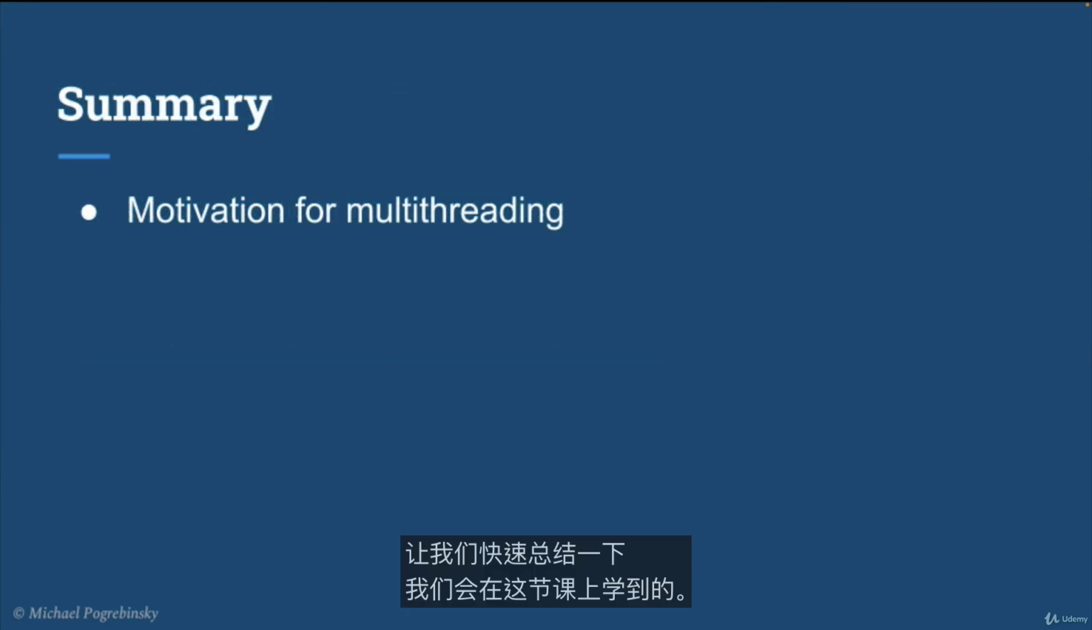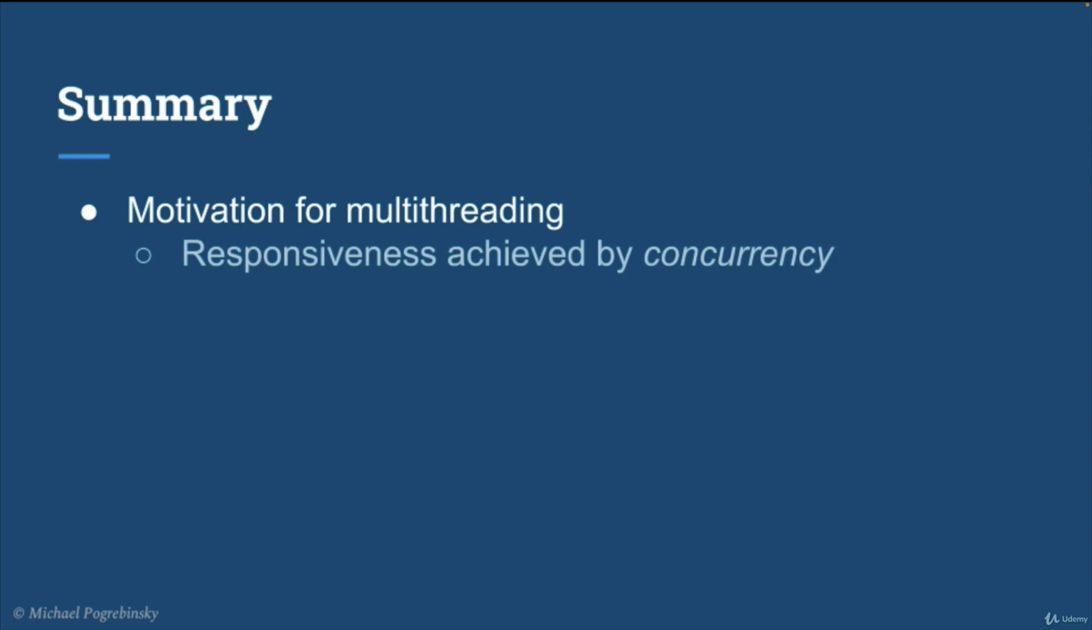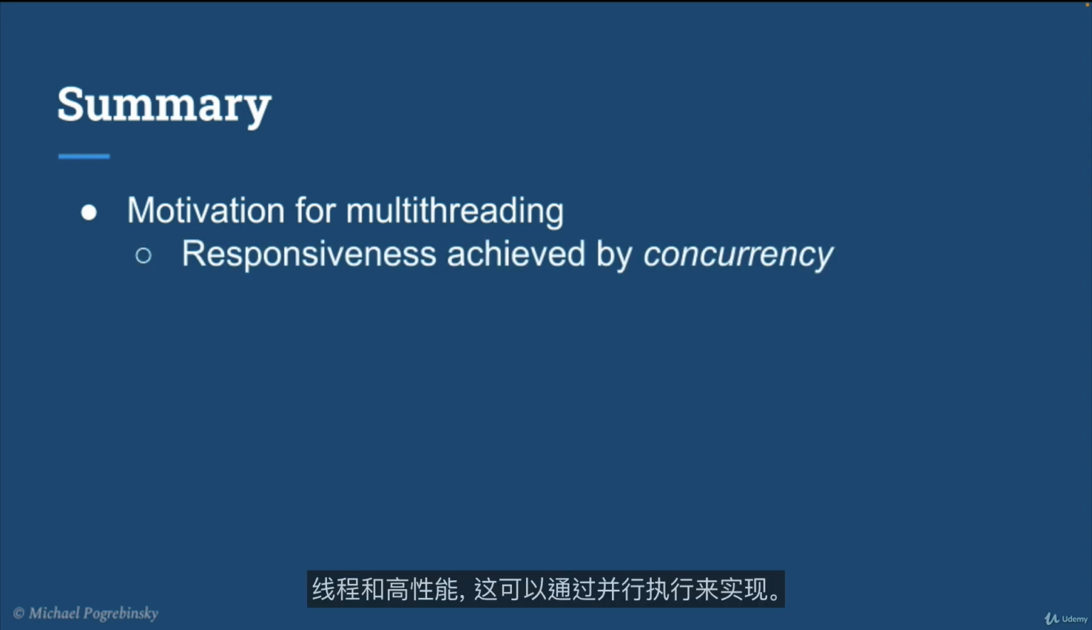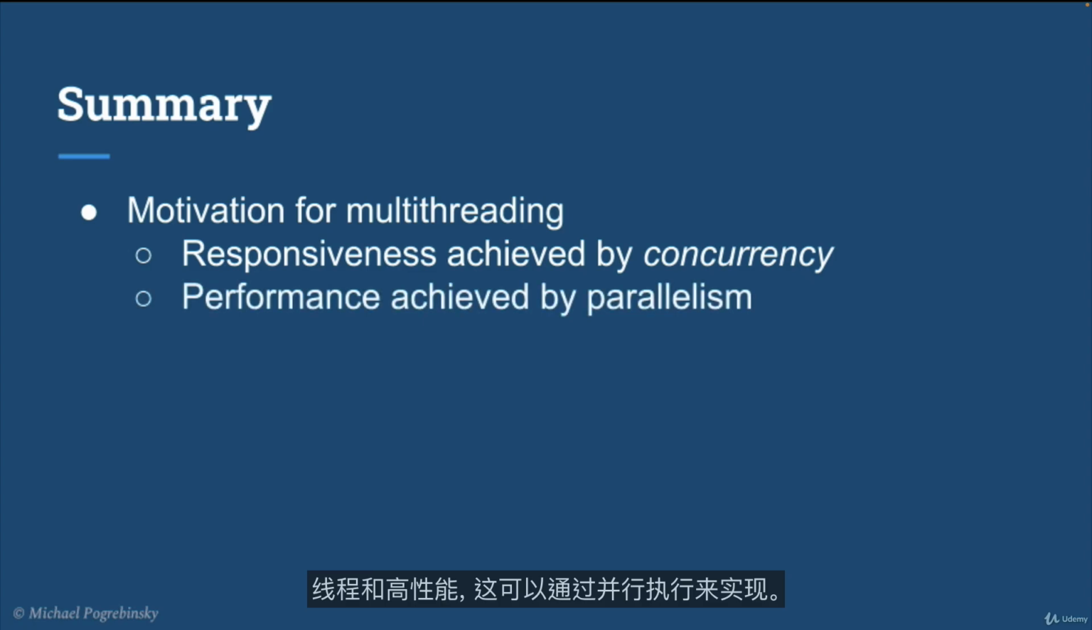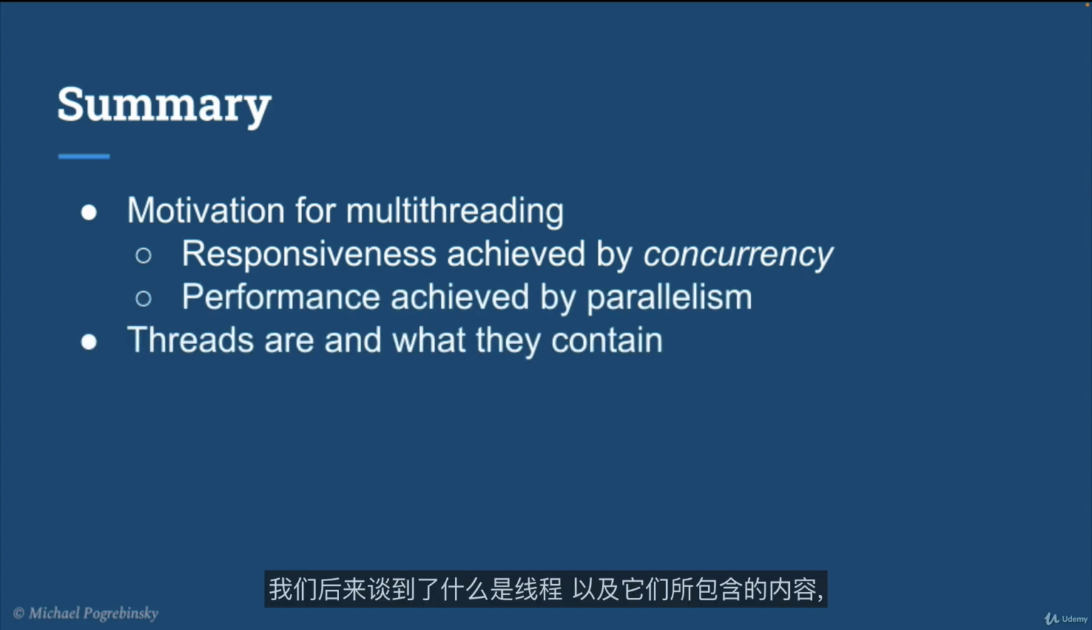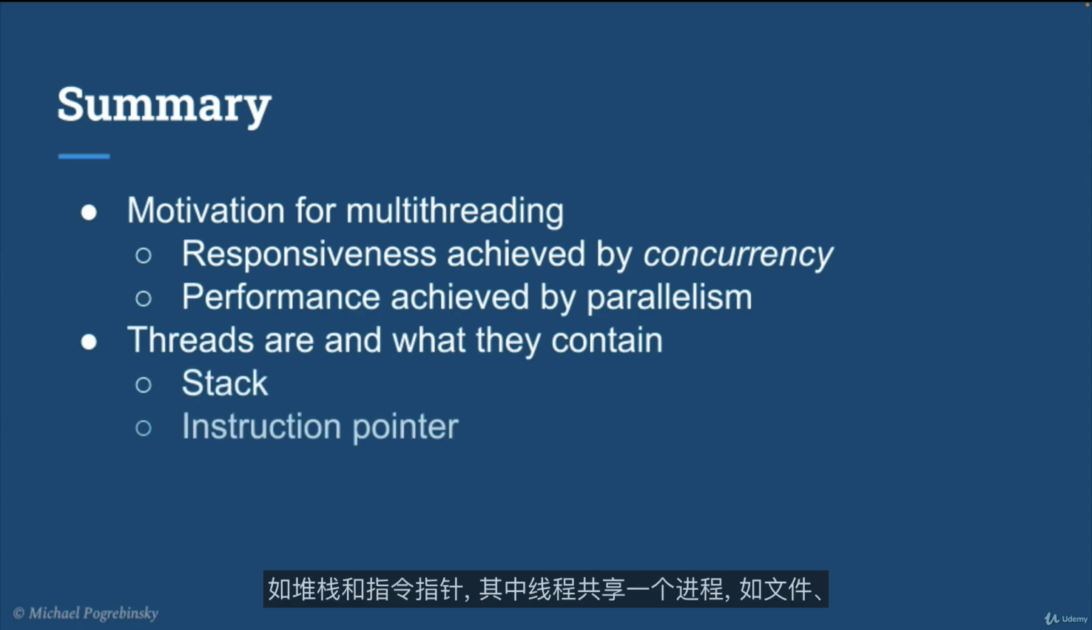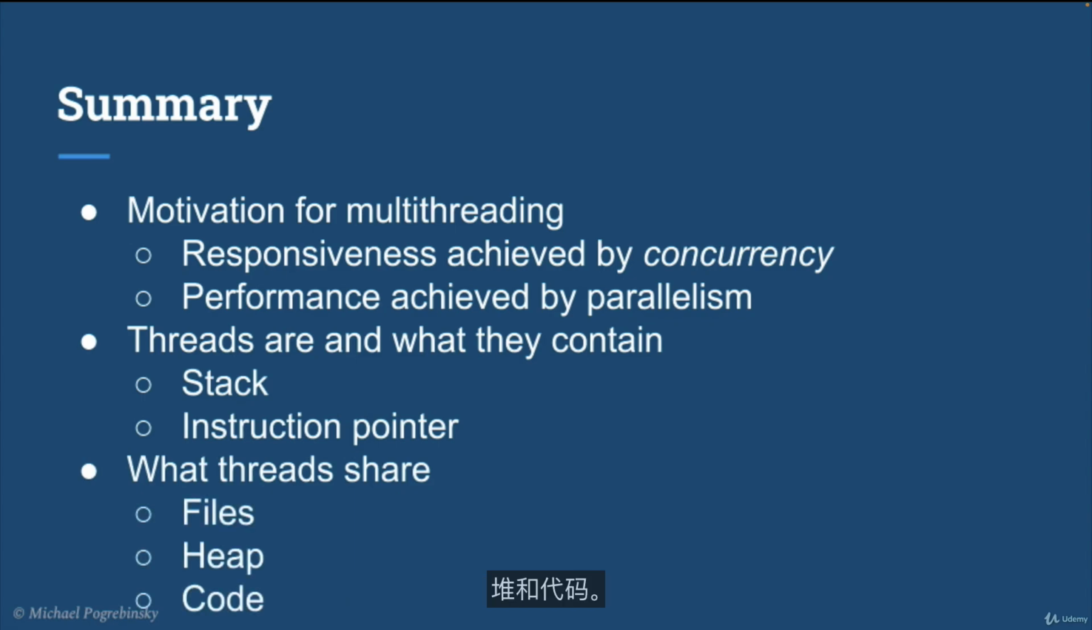So let's quickly summarize what we learned in this lecture. We got some motivation for why we want to have multiple threads in the first place. We learned the importance of responsiveness and how we can achieve it with concurrency using multiple threads, and high performance, which can be achieved by parallel execution. We later talked about what threads are and what they contain, such as the stack and the instruction pointer, and also what the threads share in a process, such as the files, the heap, and the code.